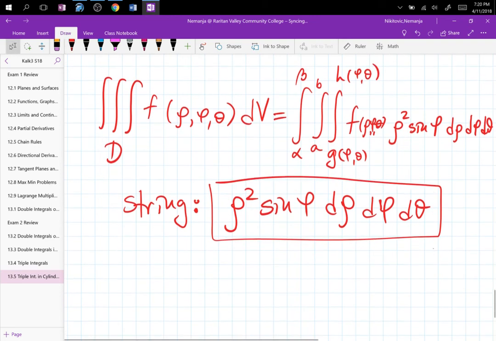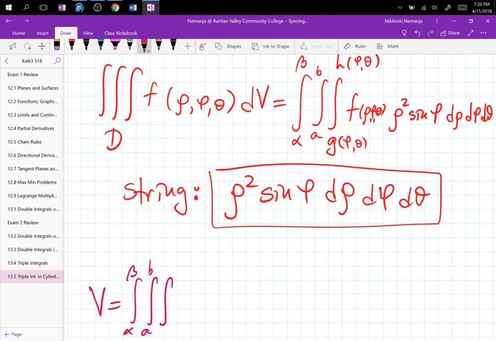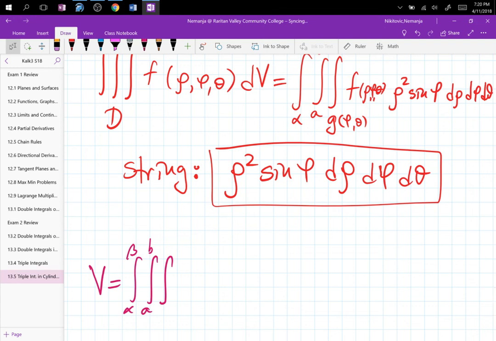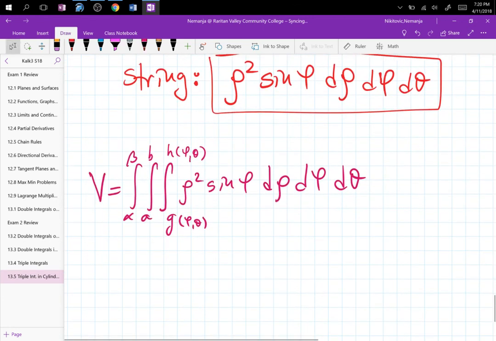That are there. Now, I actually want to write the volume integral, so we are all clear that the volume is the triple integral. Alpha to beta, here goes A and B, yeah, okay, fine. Of just rho squared sine phi d rho d phi d theta with these functions over here. Because generally we are looking for the volume in these pieces.